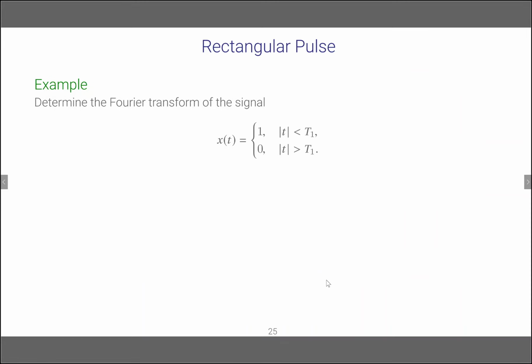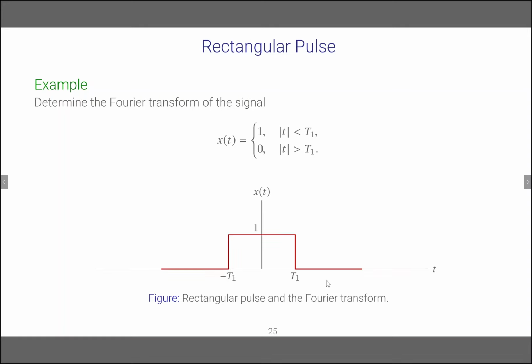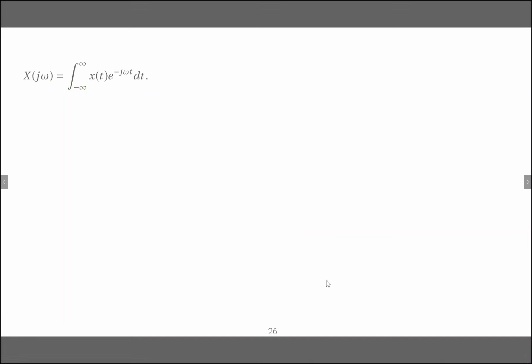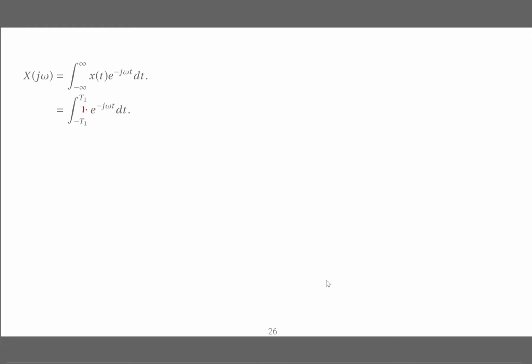Okay, now let's look at the rectangular pulse and obtain its Fourier transform. This rectangular pulse is 1 when t is less than t1 and greater than minus t1, otherwise it is 0. So we can plot it like that, from minus t1 to t1 it is 1. Okay, let's obtain the Fourier transform of this. X(j omega) equals the integral from minus infinity to infinity of x(t) e to the power of minus j omega t dt. So we can do the integration by putting 1 when the signal is from minus t1 to t1.